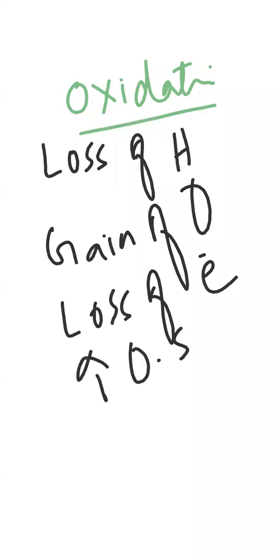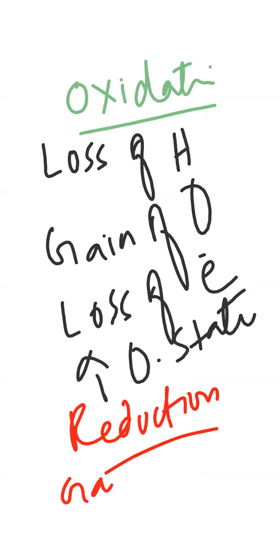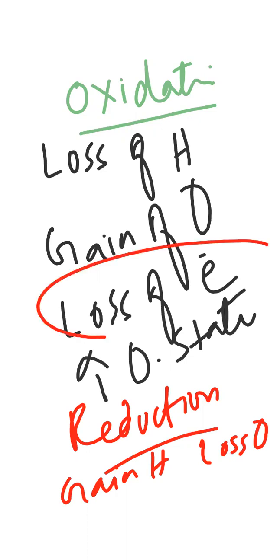So you can say increasing oxidation state is called oxidation. These are the definitions of oxidation. Sorry, this is only for oxidation. So for the reduction, I will tell you. Reduction is totally opposite to the oxidation. Oxidation is loss of hydrogen, so reduction is gain of hydrogen. Oxidation is gain of oxygen, so reduction will be loss of oxygen. Oxidation is loss of electrons, so reduction is gain of electron. Or decreasing oxidation state is called reduction.